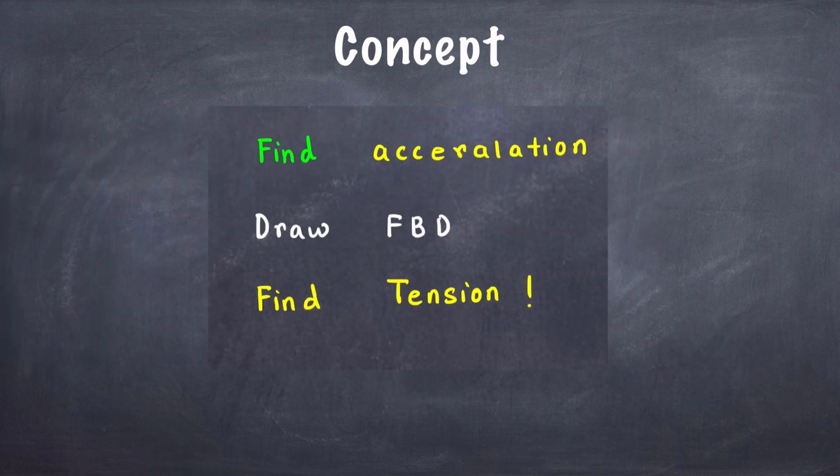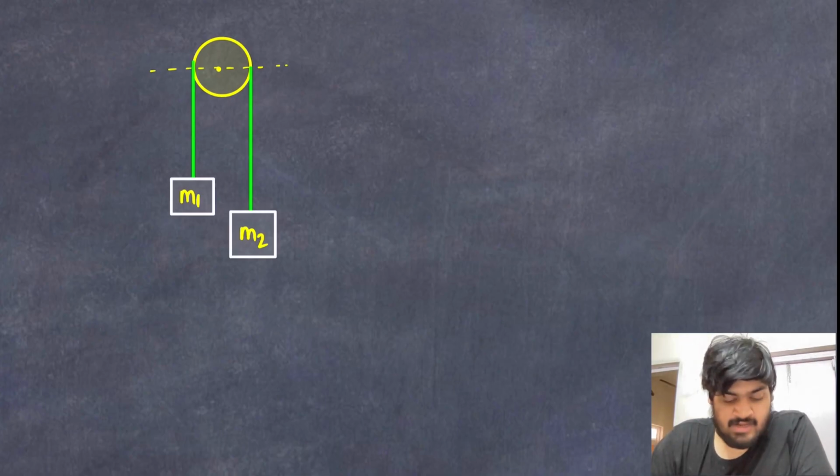So let us discuss the concept, how can you find the tension in seconds. First of all you have to find the acceleration, and we have discussed how to find acceleration in seconds using our previous videos. Next you have to draw the free body diagram, and boom, you can easily find the tension. So let's start. Hello guys, welcome to this new example.